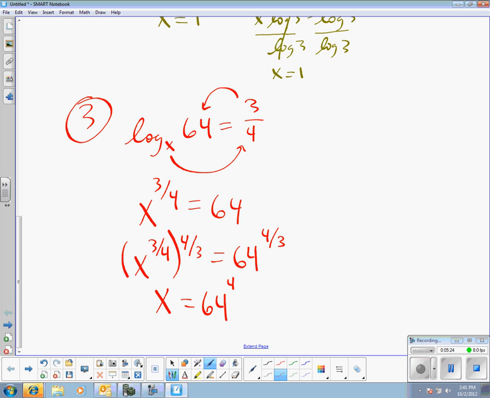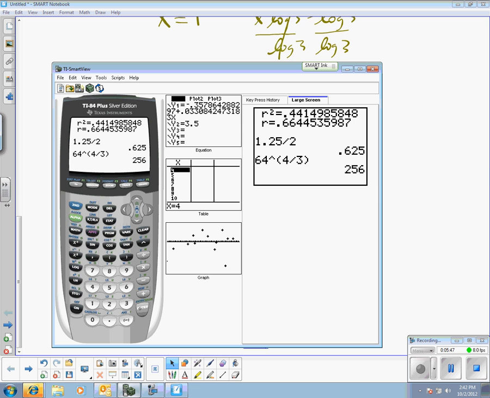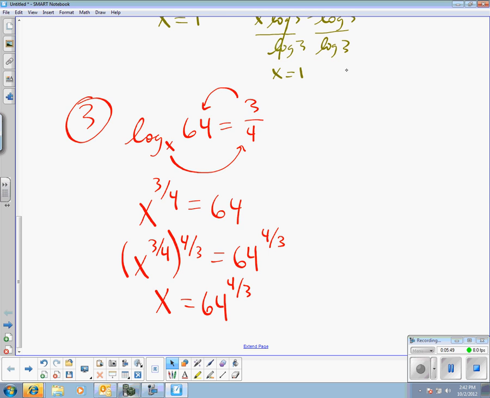And I just get 64 to the 4/3 is my answer. And I think, well, let me make sure I don't mess that one up. 64 to the 4/3. Whenever you do a fractional exponent, put that fractional exponent in parentheses like that. And 64 to the 4/3 is 256.